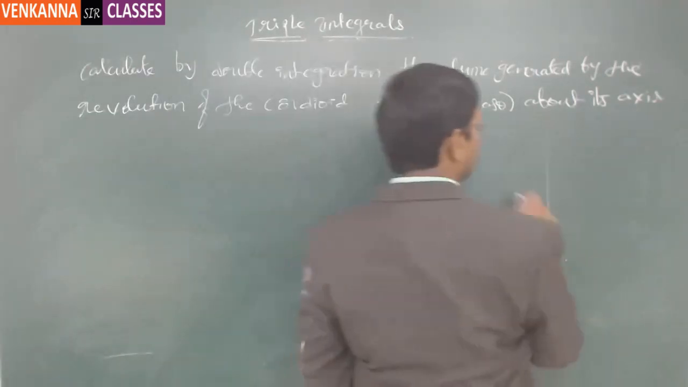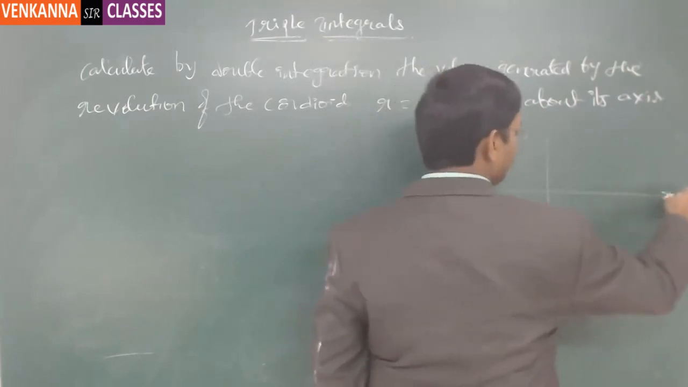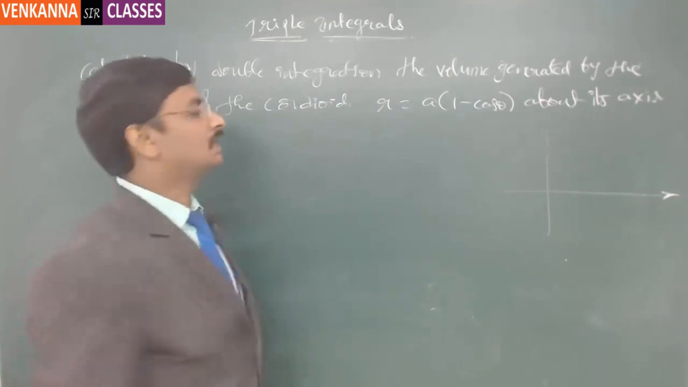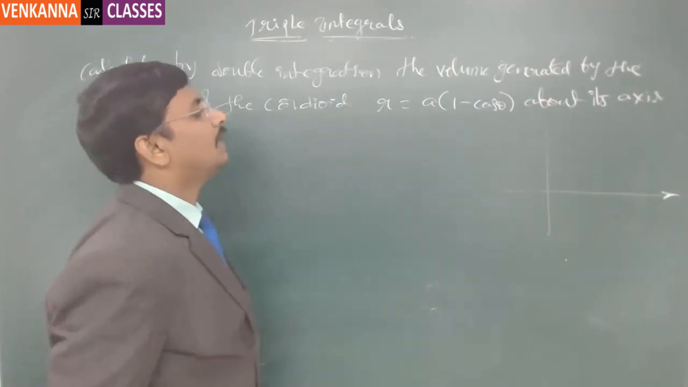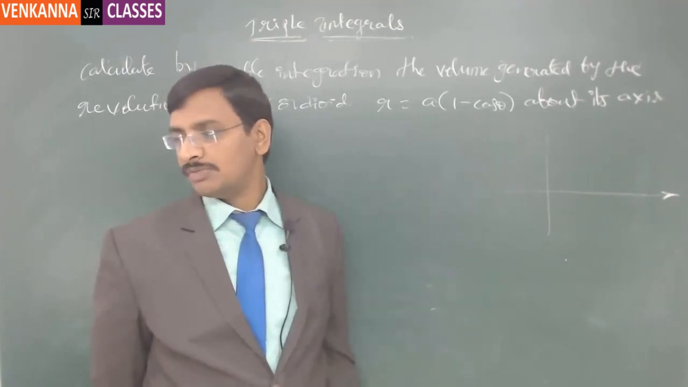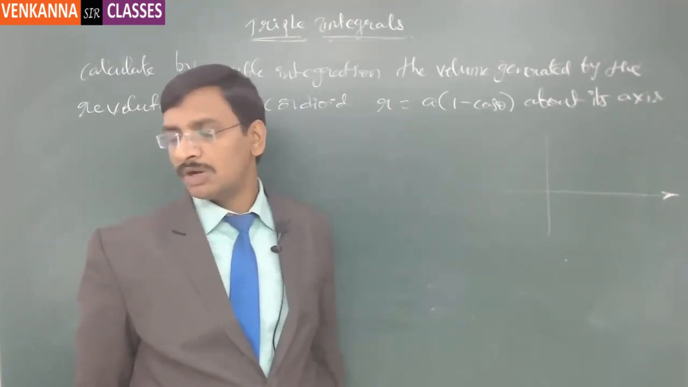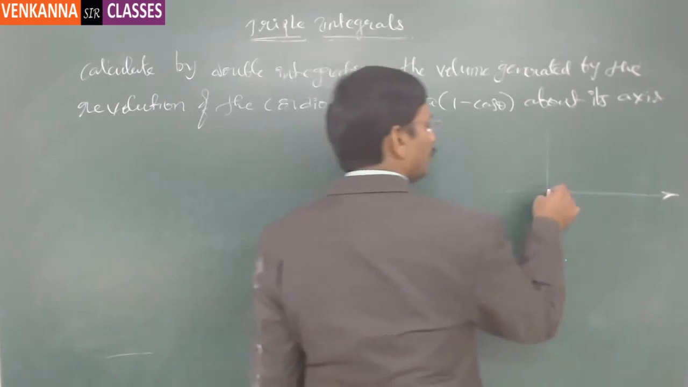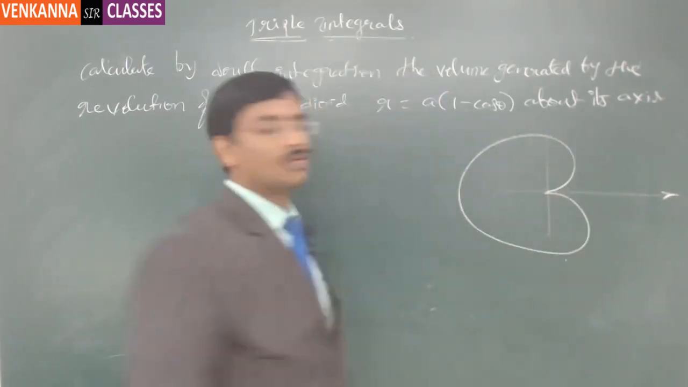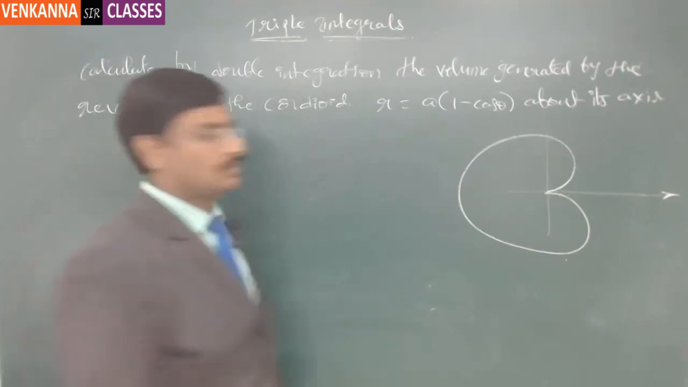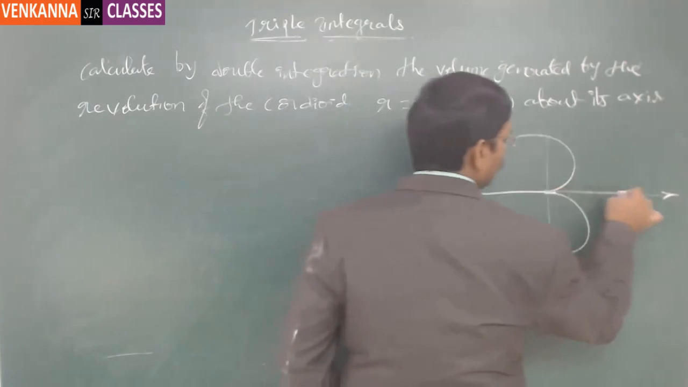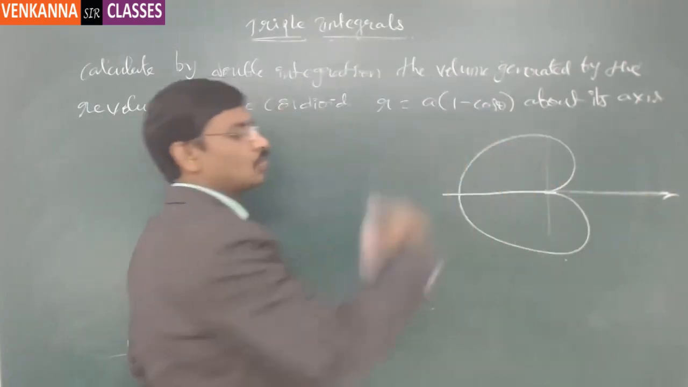See this shape. This is the initial line, or its own axis. When theta equal to 0, cos 0 will be 1, and 1 minus 1 is 0, so the R value comes out to be 0. In case of curve tracing also I have explained, this is how you are going to get this particular shape. Now the axis of this particular shape is this one. So this is the axis, and this is rotating about its own axis.